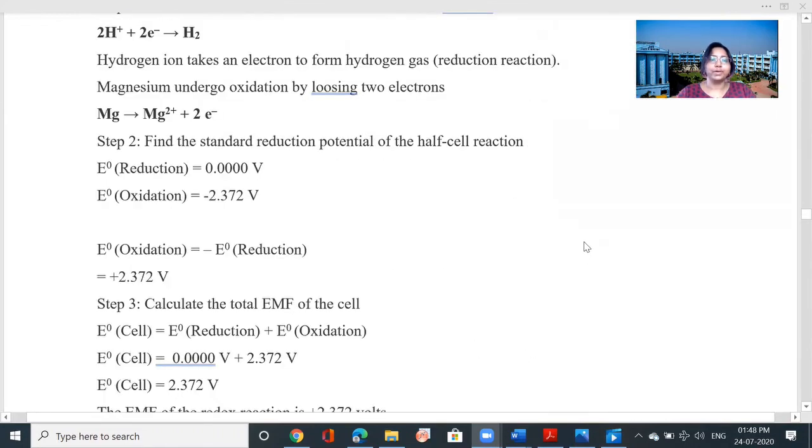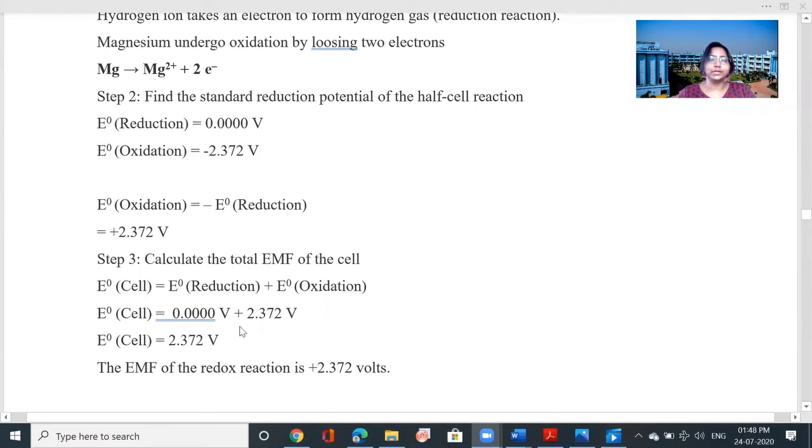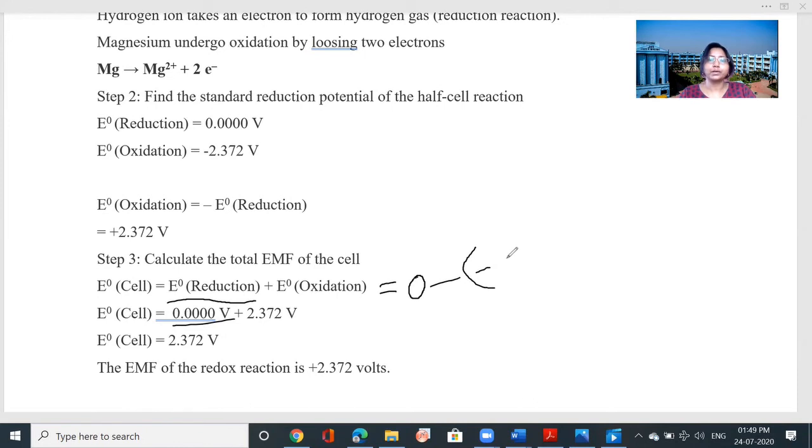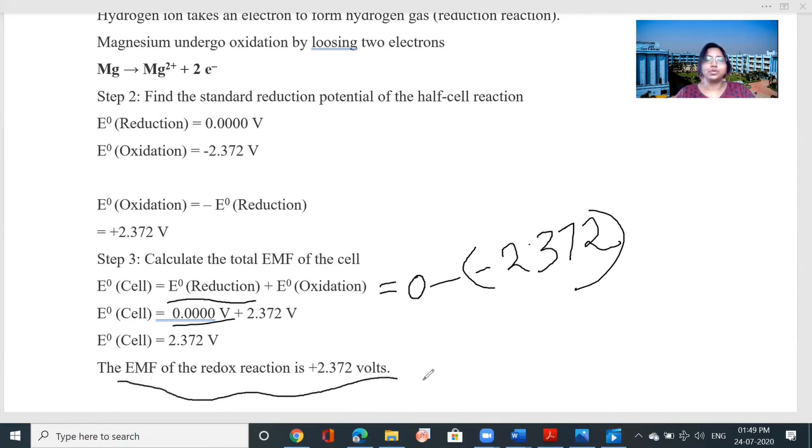Okay, so first we take the reduction, that is 0. E reduction is 0, minus, so there is minus 2.372. So here it is equal to 0 minus bracket, minus 2.372. Then after this you will get the next step, that is 0 plus 2.372, and that is the answer. So the EMF of the redox reaction is 2.372 volt.